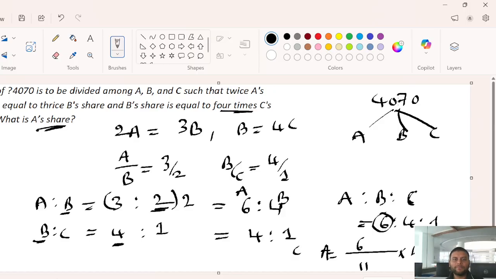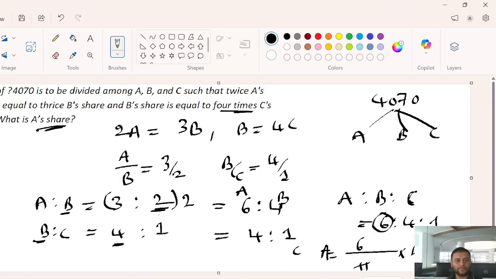If you similarly want B's share, guys, B representing quantities, let me write over here. 11 goes 370 times, and A's share will be 6 into 370, which is 2220. So this is A's share, guys.